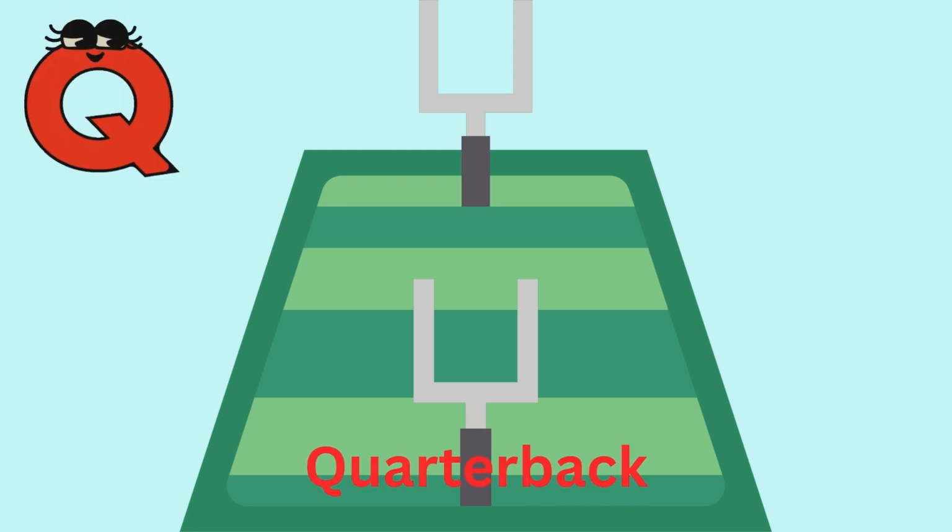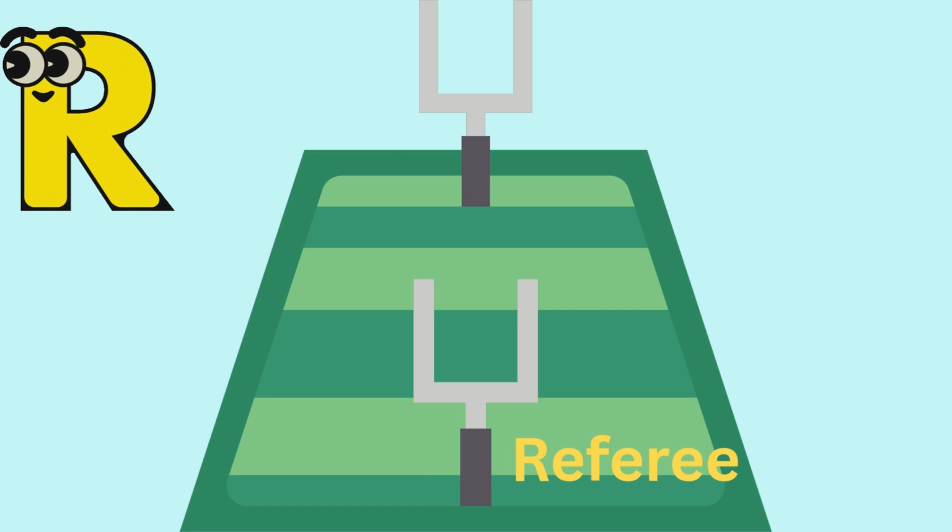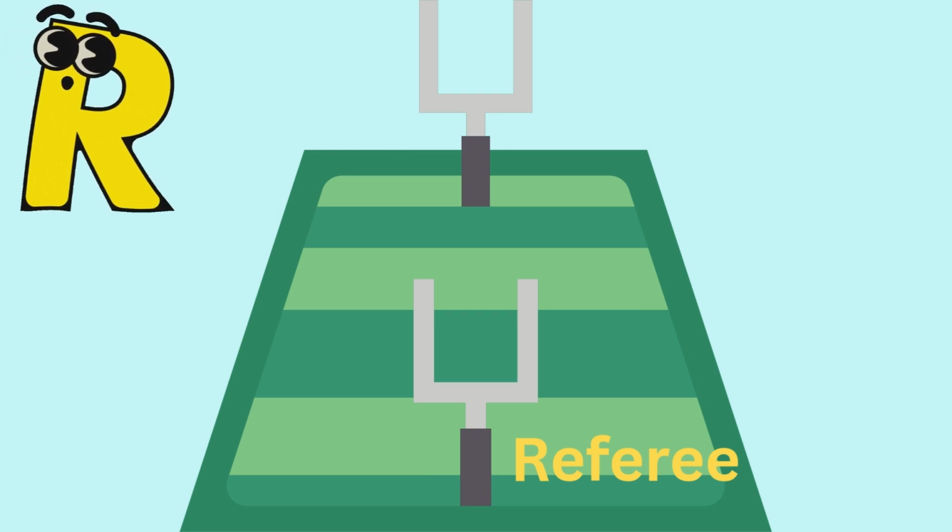Q is for quarterback. The quarterback is the leader of the offense. R is for referee. The referee makes sure everybody is playing fairly.